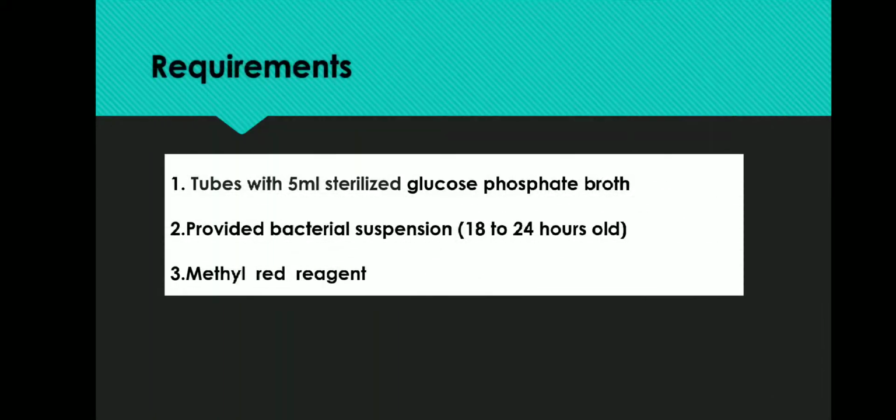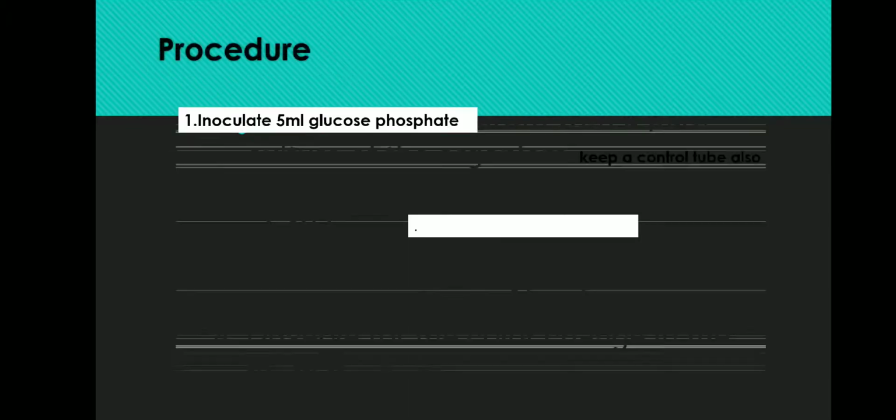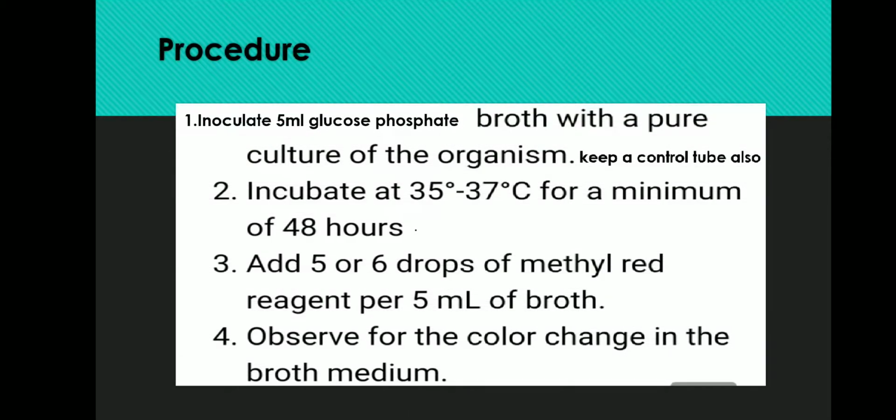Requirements: number 1, tubes with 5 ml sterilized glucose phosphate broth. Number 2, provided bacterial suspension of 18 to 24 hours old, and number 3, methyl red reagent. Procedure: inoculate 5 ml glucose phosphate broth with a pure culture of the organism provided. A control is also to be kept. Incubate at 35 to 37 degrees Celsius for a minimum of 48 hours. After incubation, add 5 to 6 drops of methyl red reagent. Then observe for the color change in the broth medium.